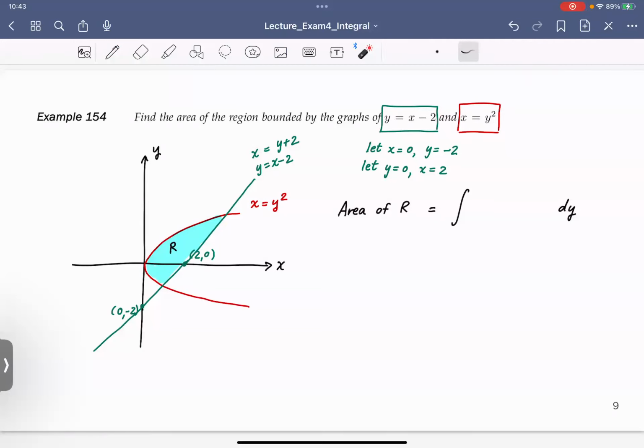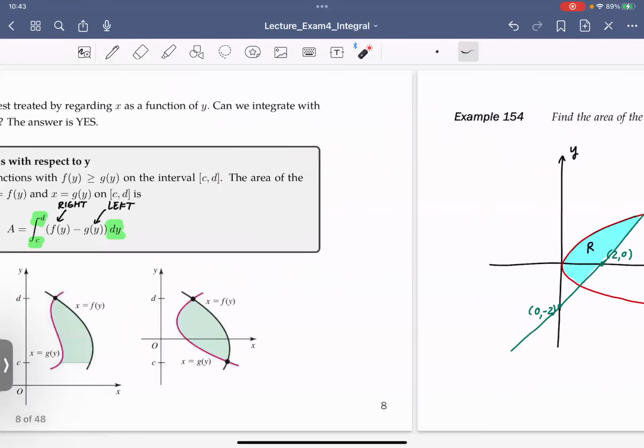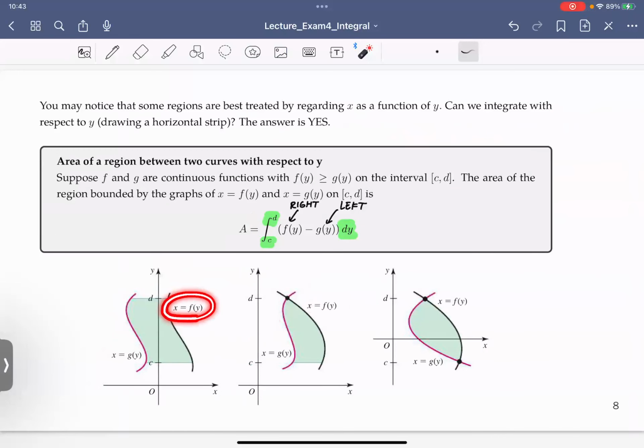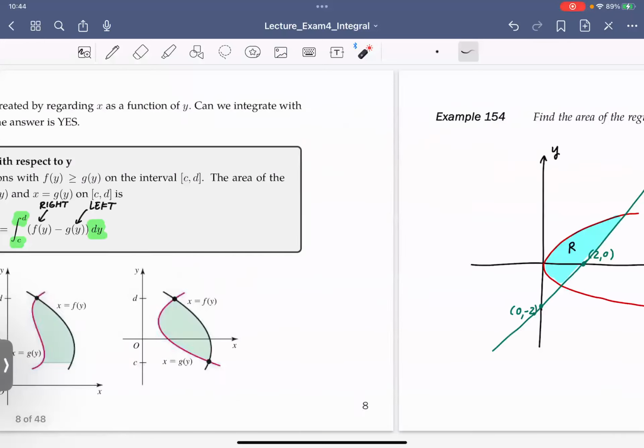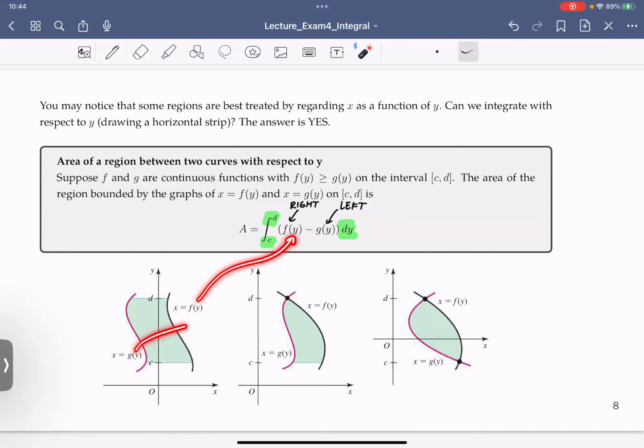Remember that we have to put the y function in there, not the x function. Remember from the theory that you actually need x equal to f(y) and x equal to g(y). You need to simplify to get x equal to something. Once you have the function of y, you can plug in the function of y in there and there. So you're going to have the area.